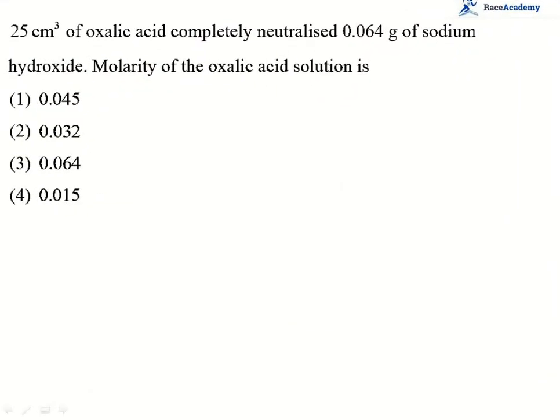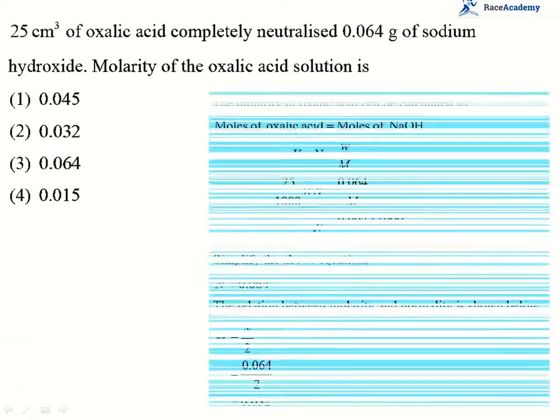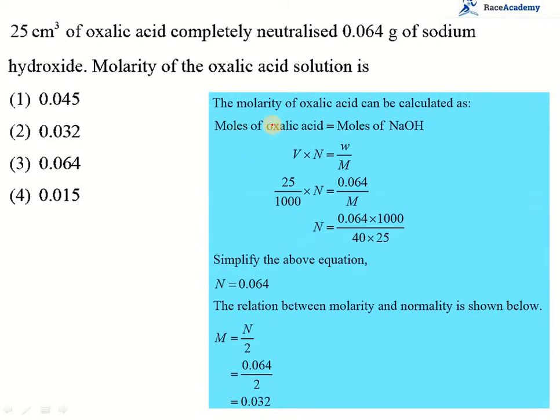See the first question. 25 cm³ of oxalic acid is completely ionized, and 0.064 grams of sodium hydroxide completely neutralizes it. The molarity of oxalic acid solution is... Molarity of oxalic acid can be calculated by using moles of oxalic acid equals moles of sodium hydroxide.